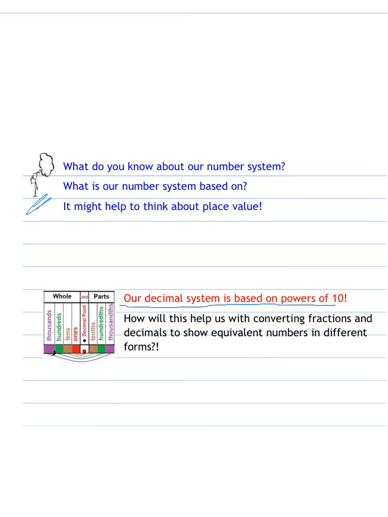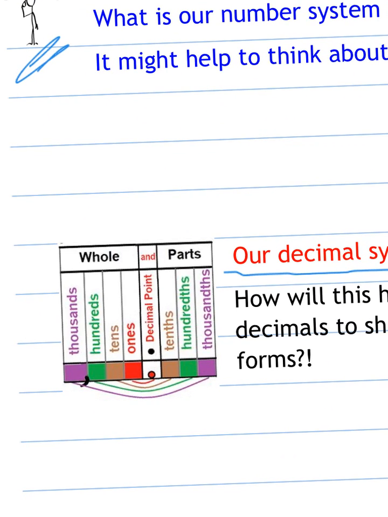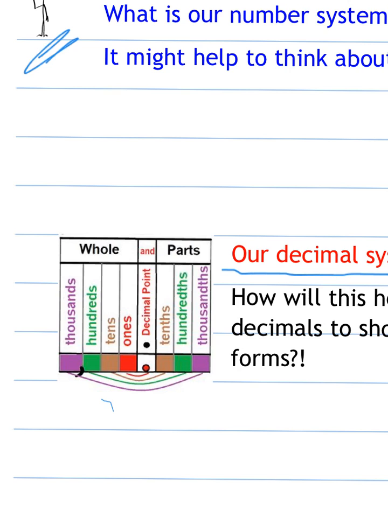So if we look at our place value chart here, we have our decimal point. And you notice, I'm going to zoom in here, you notice that we have the ones place, and then we have the tenths, which lines up with the tens on the other side. We have the hundredths, which line up with the hundreds on the other side. And the thousandths on one side line up with the thousands on the other side.